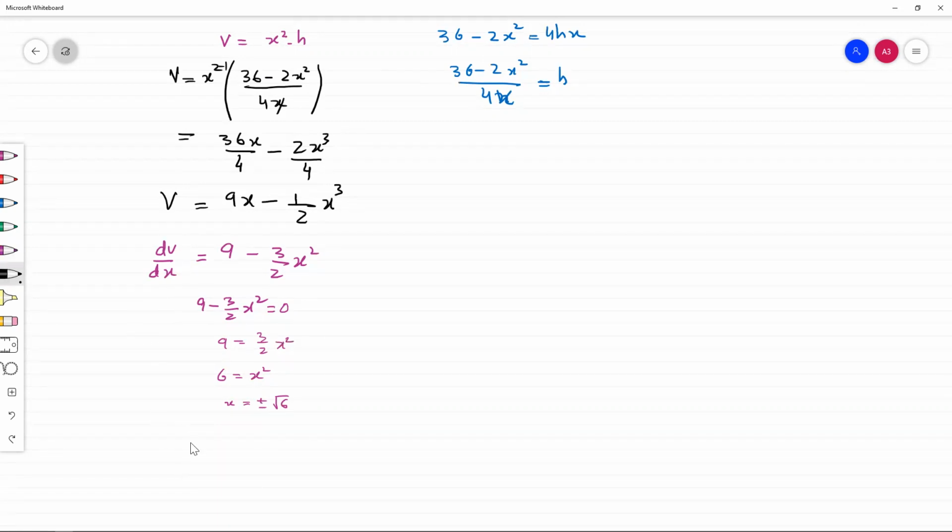Because we know that x would be plus square root of 6 for the maximum volume, V is equal to 9 into square root of 6 minus 1 by 2 into square root of 6 cubed. Calculated, the final answer, I think, by using a calculator, is 6 square root of 6 meter cube. You can find it by using a calculator.